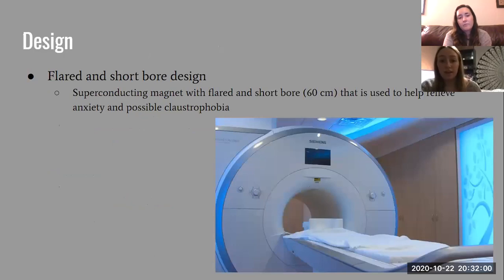The design of MRI. So there is a flared and short bore design. This is a superconducting magnet with flared and short bore, which is usually around 60 centimeters, and it's used to help relieve anxiety and possible claustrophobia.